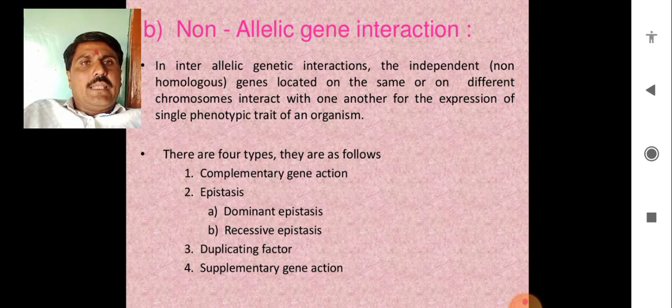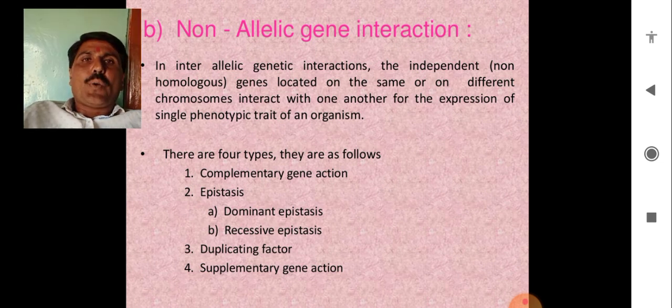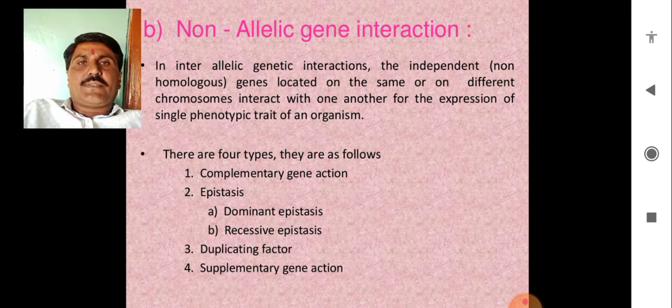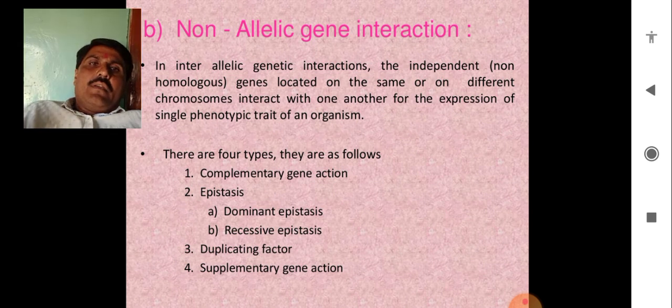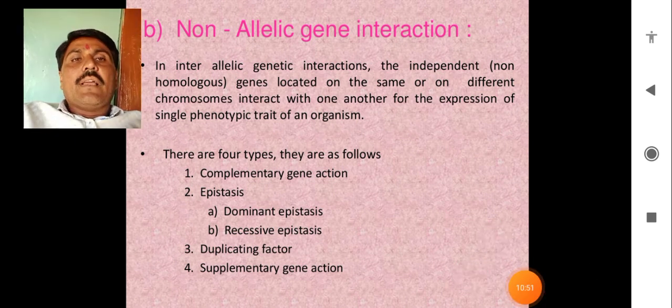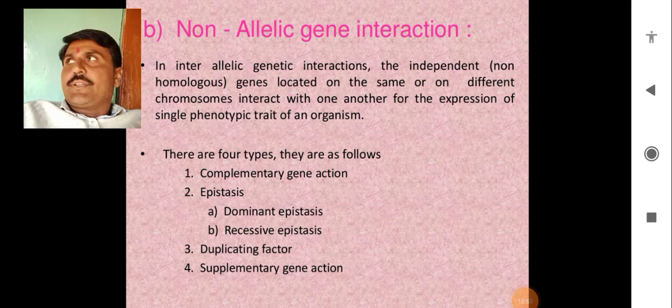As we saw in allelic gene interaction, in incomplete dominance and in codominance, neither the dominant nor the recessive was expressed. We studied the coat color of cattle. Here, dominant epistasis and recessive epistasis can be studied. Third one, duplicate factor, where duplication takes place. Fourth, supplementary gene action.